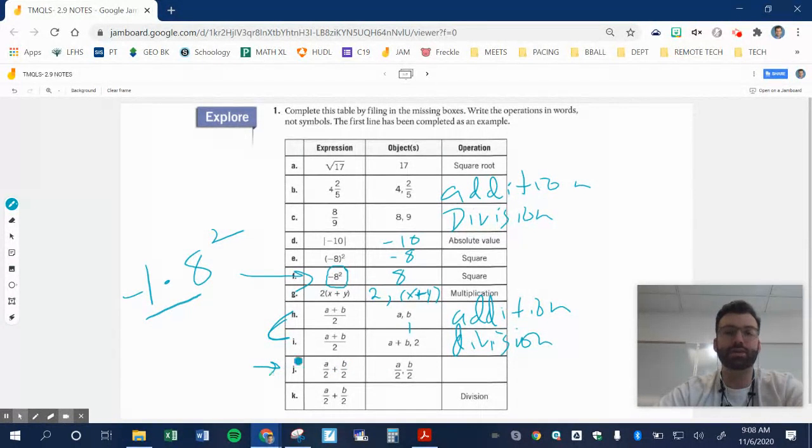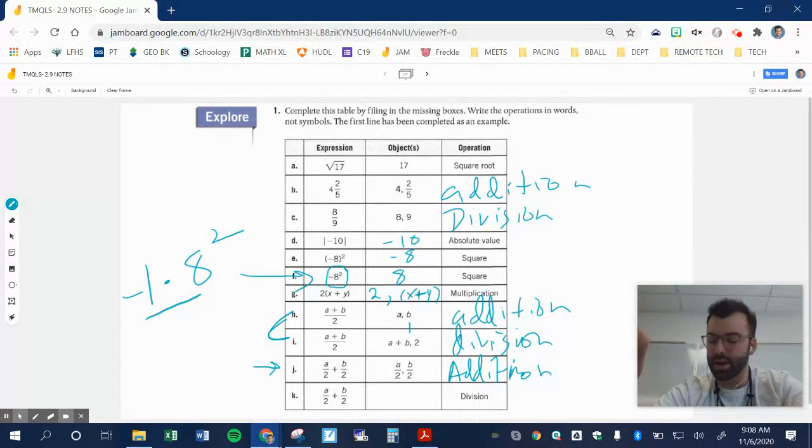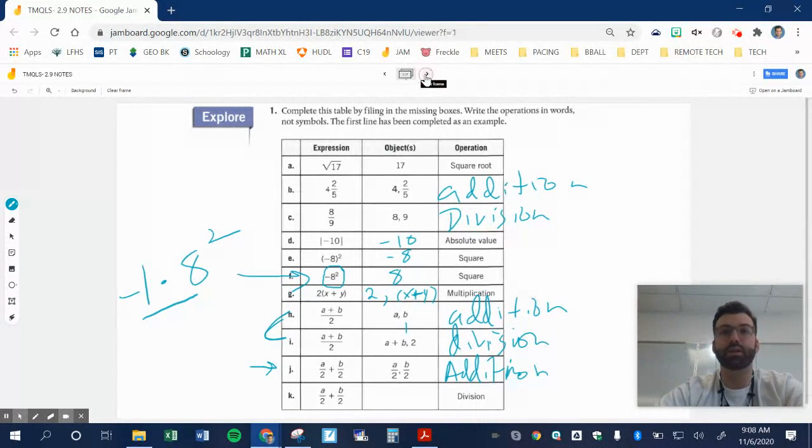Now there is a difference between these two and J. J is split up like this, all right, split. So here it is just straight addition, because I'm adding A over 2 plus B over 2. I don't agree that this is different. I just don't agree. So I'm not even going to bother filling that out.